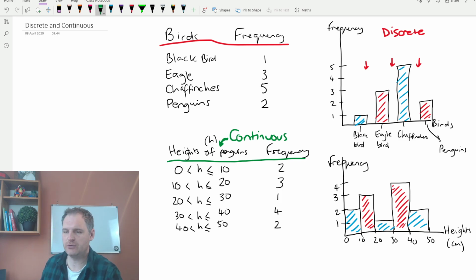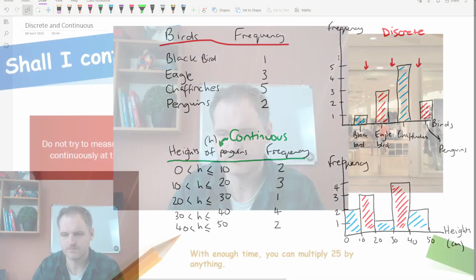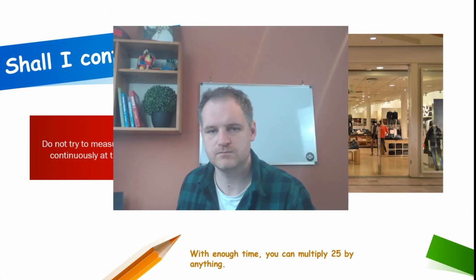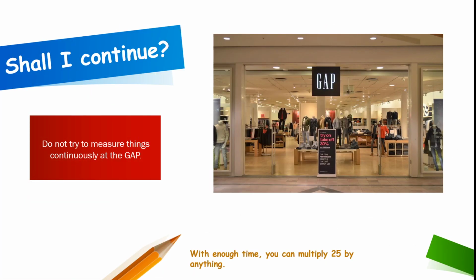Let's go back to the studio. I love calling it the studio. So, just a reminder, if it's got a gap, it's discrete. If it's got a gap, it can't be continuous. Continuous data does not have a gap.